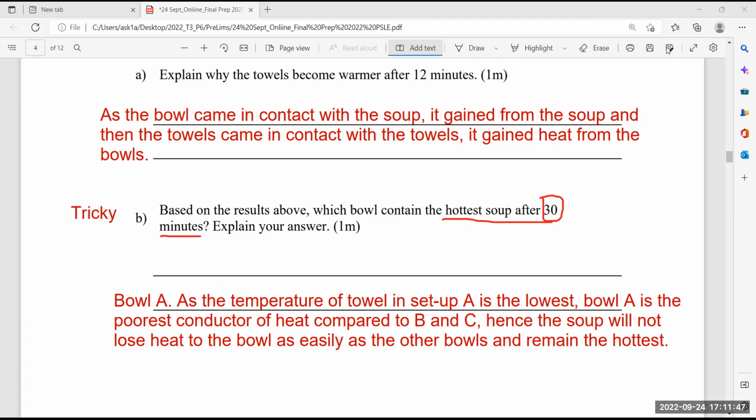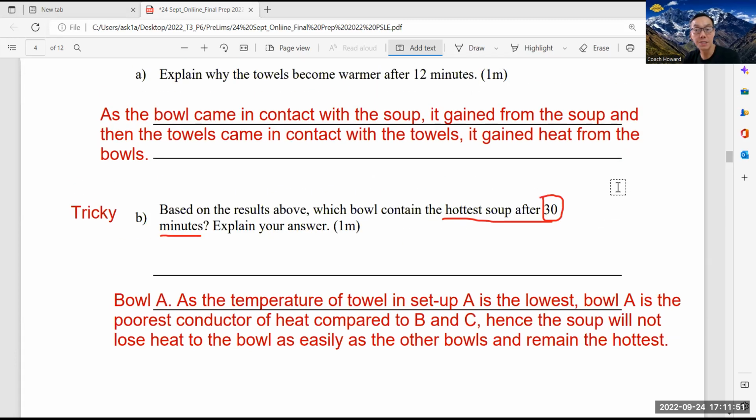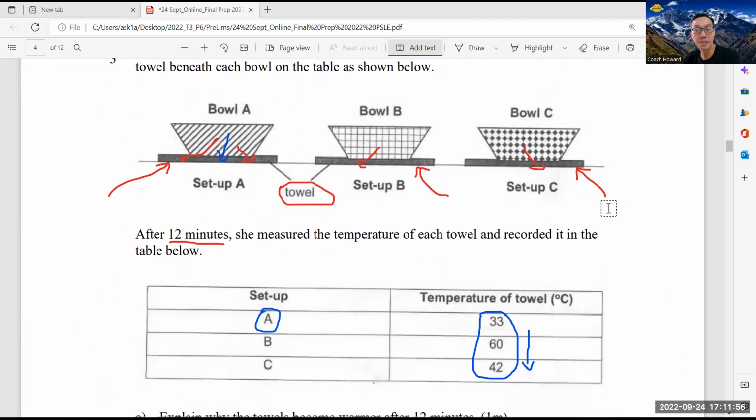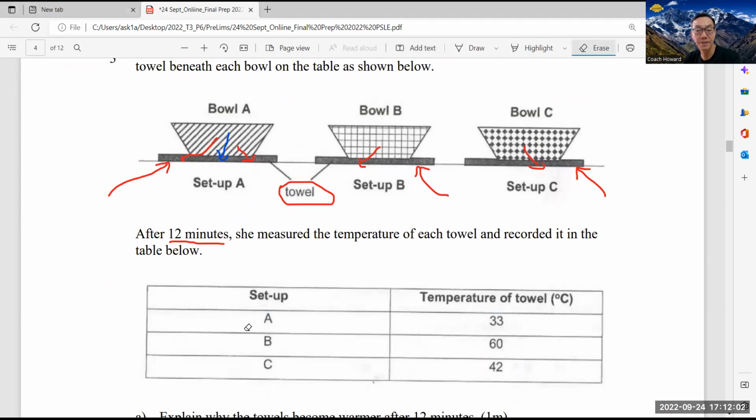Okay, let's continue. Next question. So do take note, this is a very good question. Okay, more than 60% of the students put bowl B because they see here is 60. So do not be tricked if these questions appear in an exam or similar questions appear.